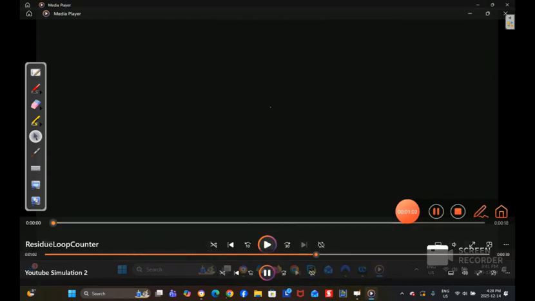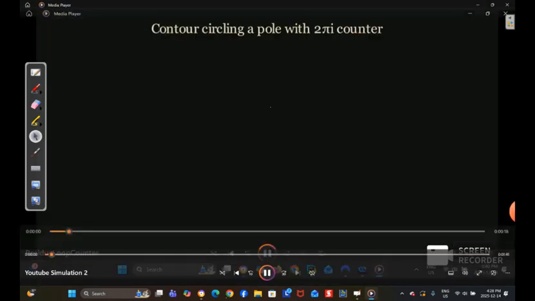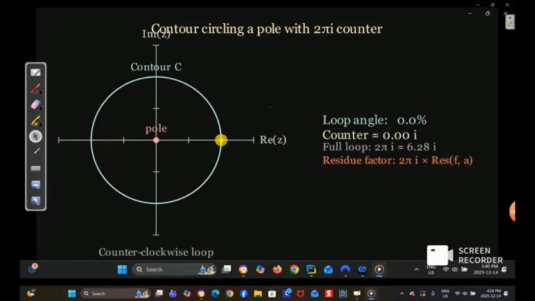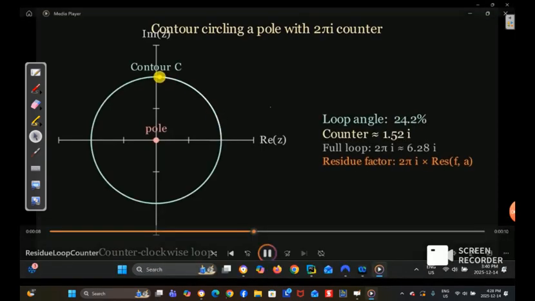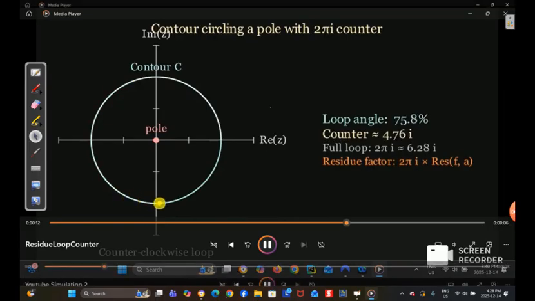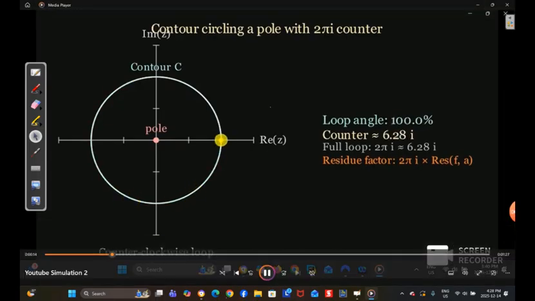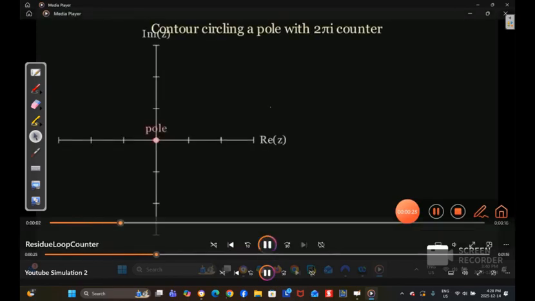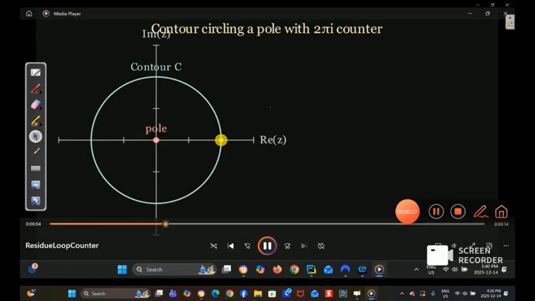Now, at the same time, this circle, this contour that we have, has some interesting parameters here. Actually, if you look at it, we have a loop angle, and we also have a counter. The counter is dependent on the imaginary number i. It's not as important. That's not the main point of this.